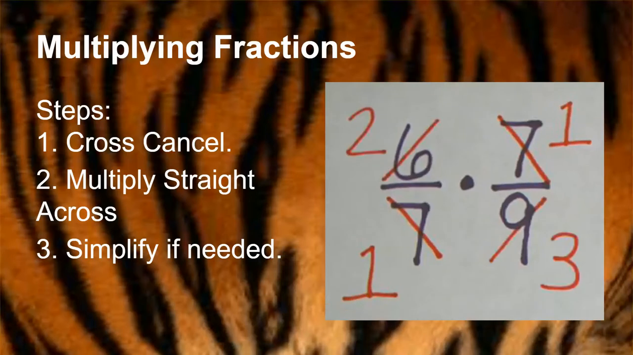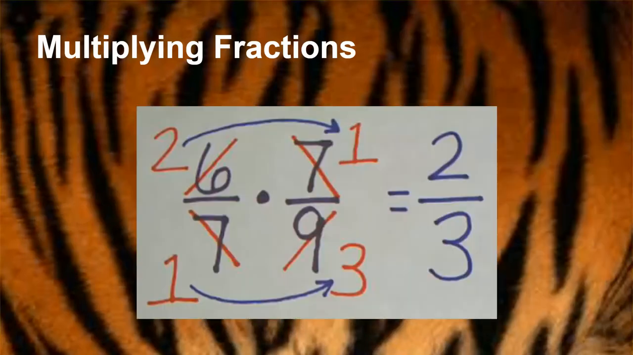Next, look at the 6 and 9. They can both be divided by 3. So, the 6 becomes a 2, the 9 becomes a 3. Next, multiply straight across. You get 2 over 3. It doesn't need to be simplified. Good job.